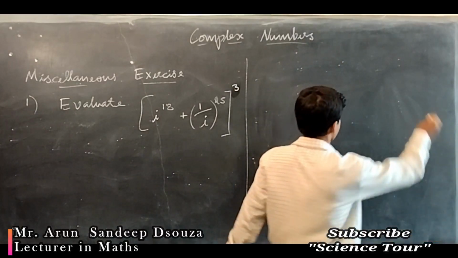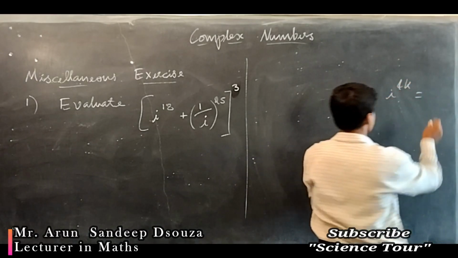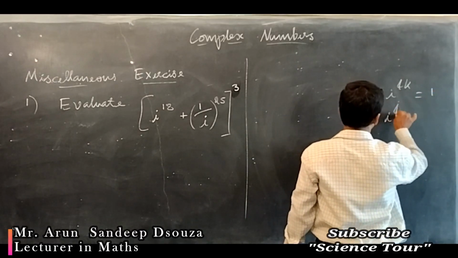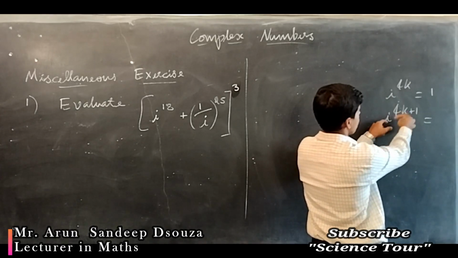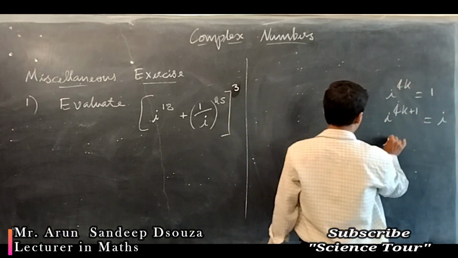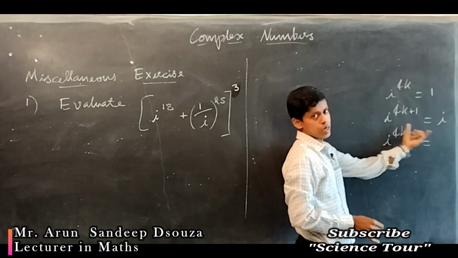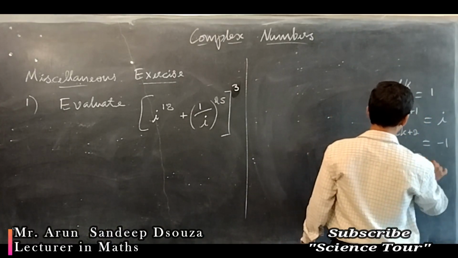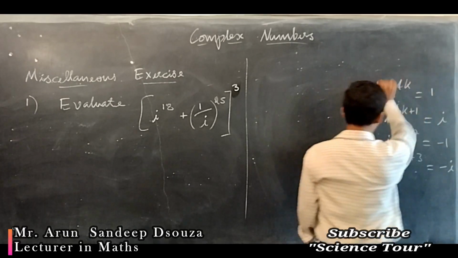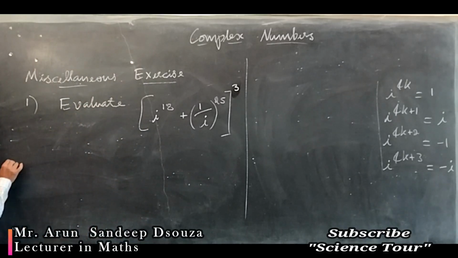So remember, I raised to 4k, that means put 0 here. So I raised to 0 is 1. Then I raised to 4k plus 1, put 0 in place of k, so I raised to 1 is I. Then I raised to 4k plus 2, put 0 here, I square is minus 1. Then I raised to 4k plus 3, I cube is minus I. So these are the formulas that we have. Let's use those formulas to answer this question.